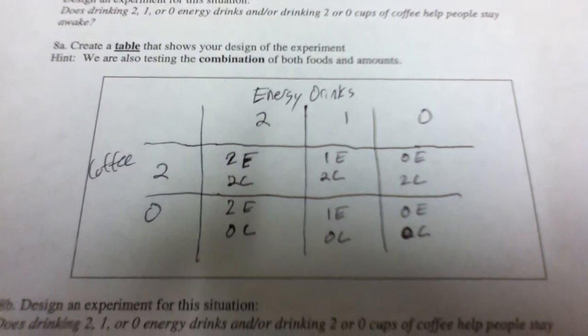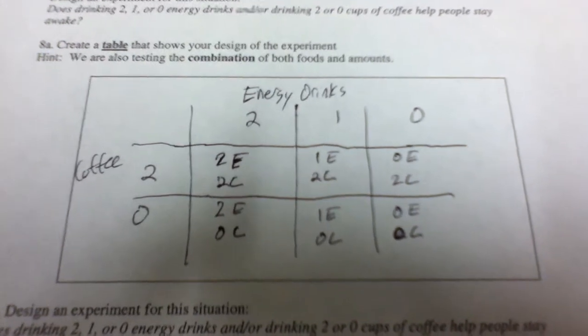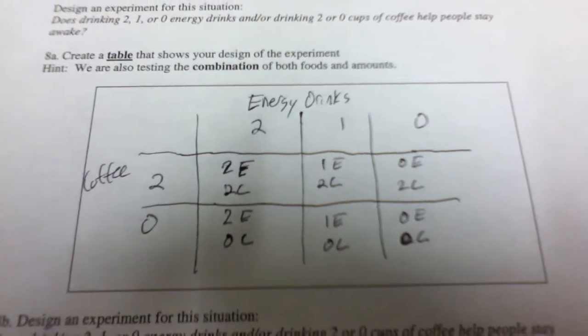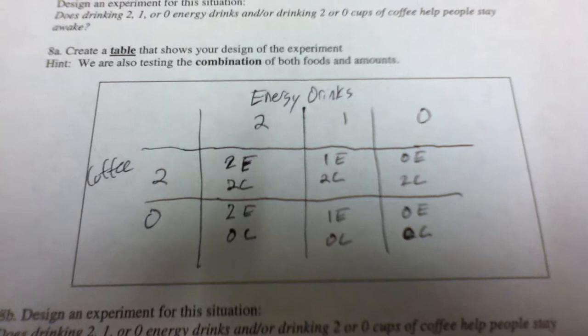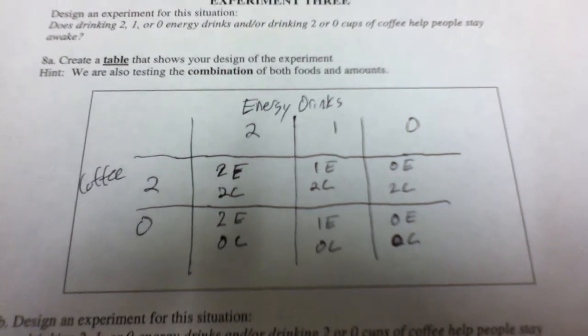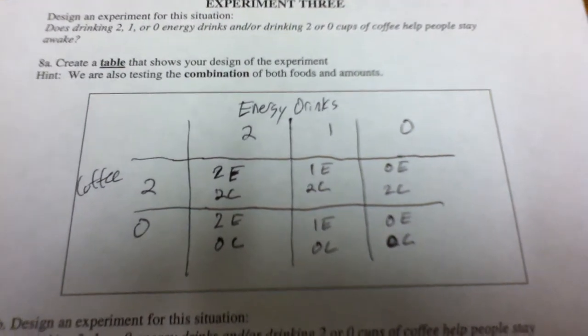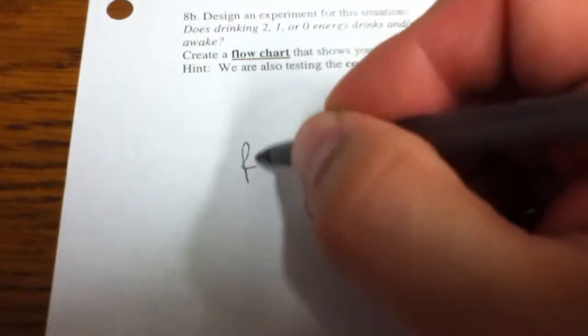And if we count them up, 1, 2, 3, 4, 5, 6 groups. 6 groups. So this is 2 factors where the levels are given. Then we go to the flowchart. Flowchart starts with randomly assign.